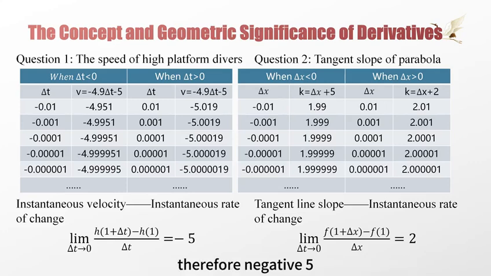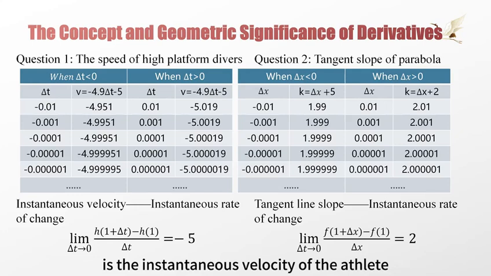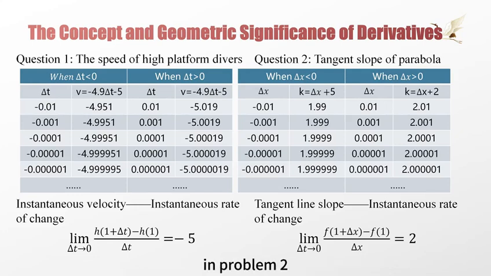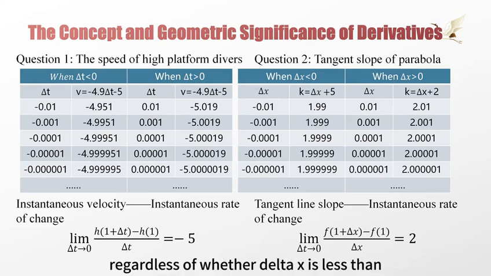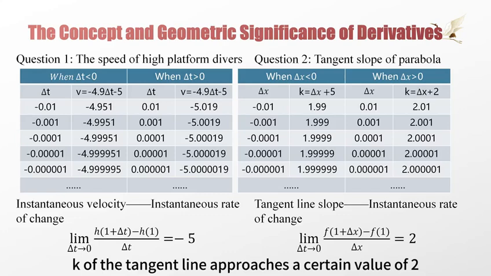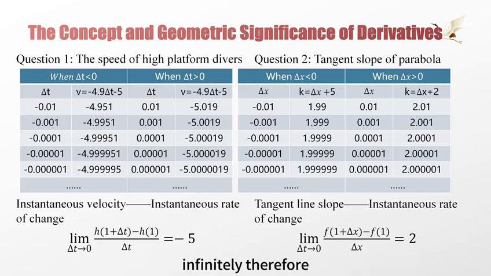Therefore, negative 5 is the instantaneous velocity of the athlete when t equals 1. In problem 2, regardless of whether delta x is less than or greater than 0, when delta x approaches 0 infinitely, the slope k of the tangent line approaches a certain value of 2 infinitely. Therefore, 2 is the slope of the tangent line at another point on the parabola.